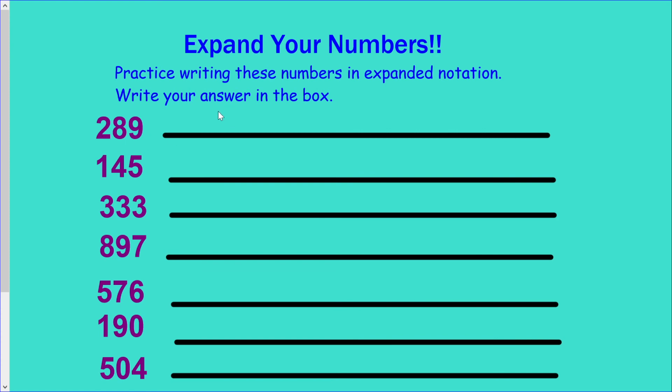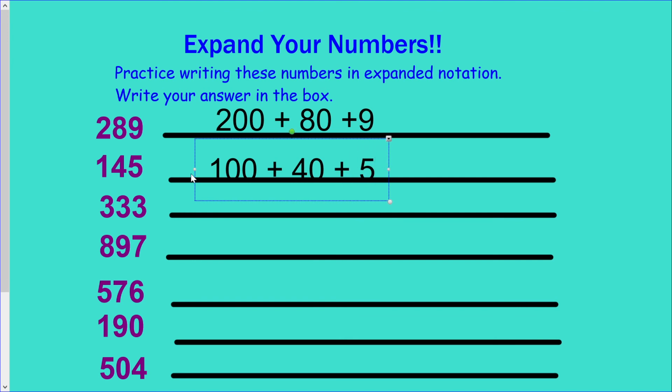289, the value of the 2 is 200, right? Then we're going to put a plus sign, the value of the 8, 80. The value of that 9 is just 9, right? 145, the value of the 1, 100. Value of the 4, 40. And the value of the 5. And if I go back and I add these numbers together, of course, I'll have 145.